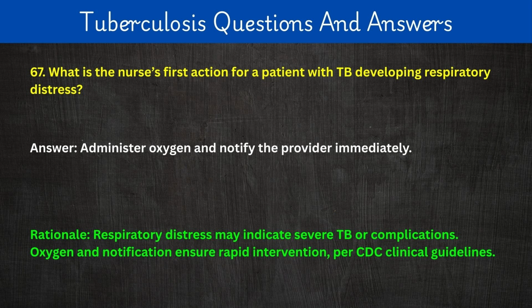67. What is the nurse's first action for a patient with TB developing respiratory distress? Answer: administer oxygen and notify the provider immediately. Rationale: respiratory distress may indicate severe TB or complications. Oxygen and notification ensure rapid intervention, per CDC clinical guidelines.